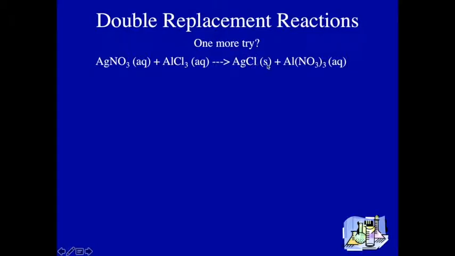Silver chloride is a solid. It is insoluble in water. Don't confuse S with soluble. S means solid because it's insoluble in water. So all nitrates are soluble. Most chlorides are soluble, except silver chloride is one of those exceptions. Aluminum nitrate, again, all nitrates are soluble.